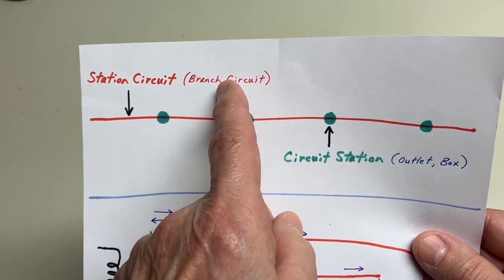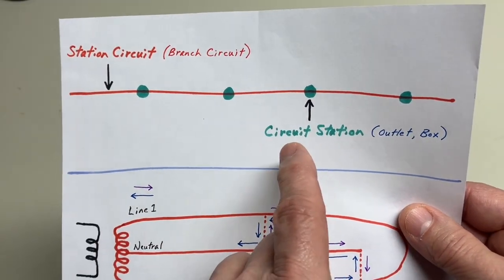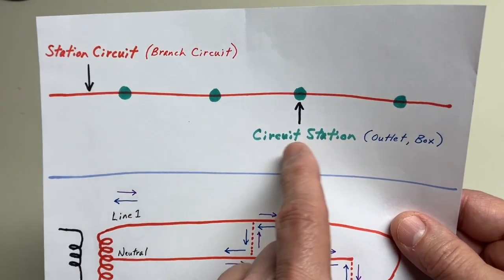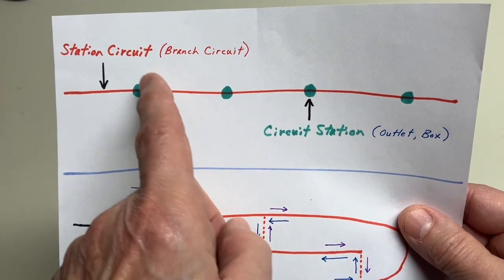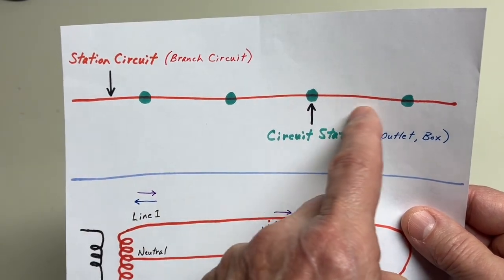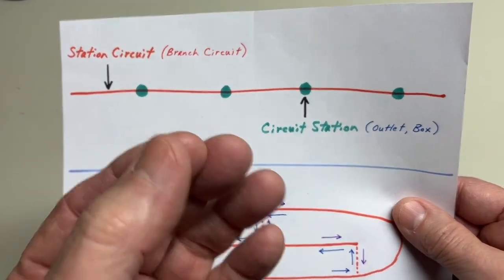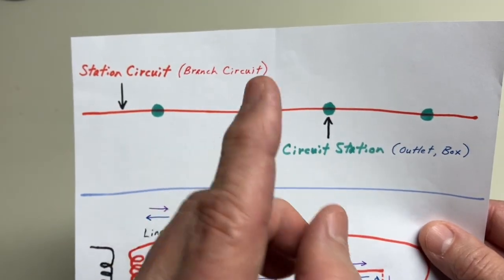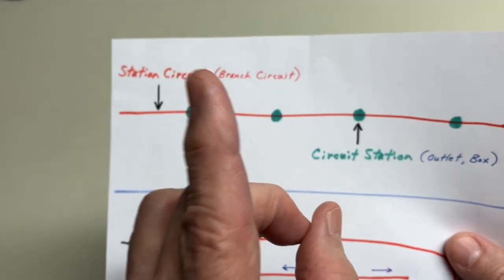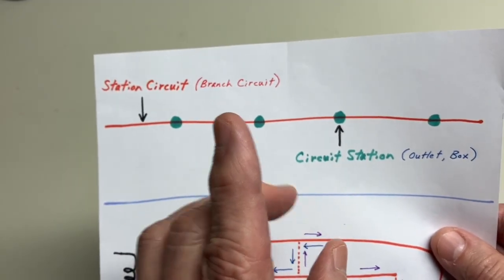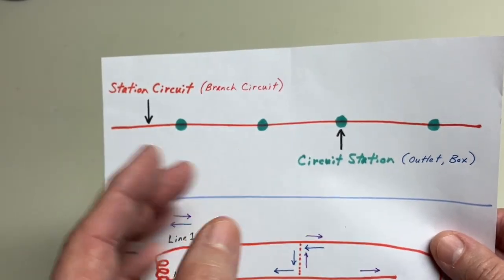Okay, so we ask, well, if this old guy considers your circuit a station circuit, which you would call a branch circuit, right? And he says that there are these stations, these circuit stations on that station circuit, all right? If that's how he looks at it and that's how he thinks about it, would the service entrance panel actually be a station proper?